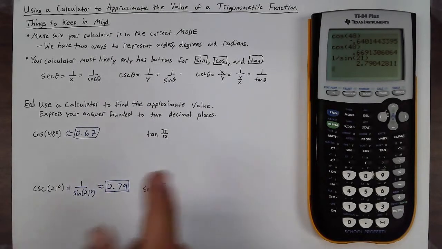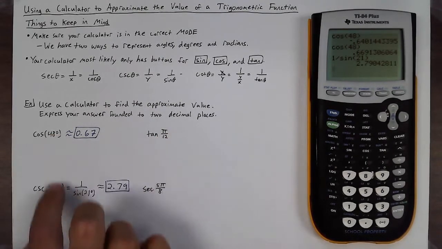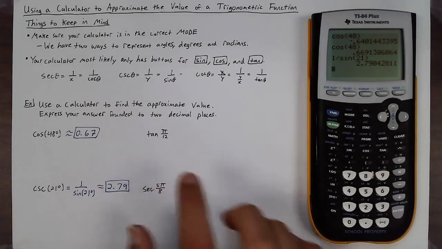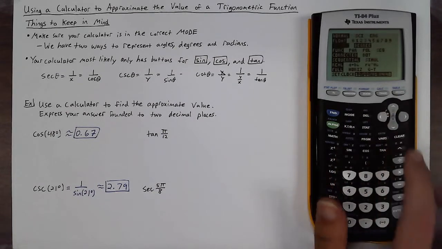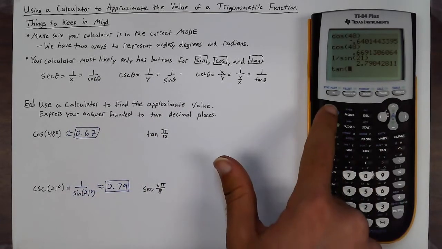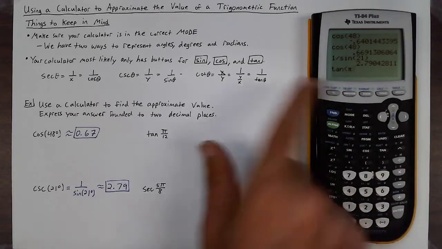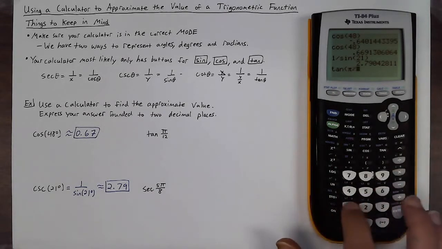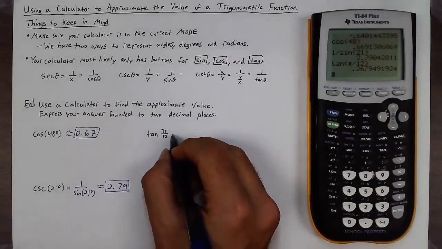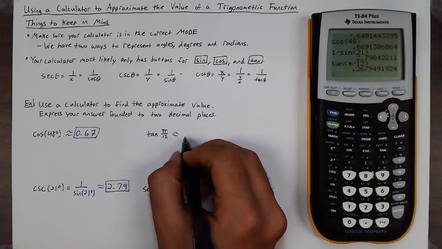Now I have tangent of pi over 12. Now I'm not given a degree symbol, so I can assume that this angle is in radians. So I'm going to go to my mode, go down to radian, hit enter. Now it's in radian mode. It's now fully prepared to accept anything I put in as radians. So if I put tangent pi over 12, that's right above the caret key, so second caret gives me the pi divided by 12. Hit enter, and I get approximately 0.27.